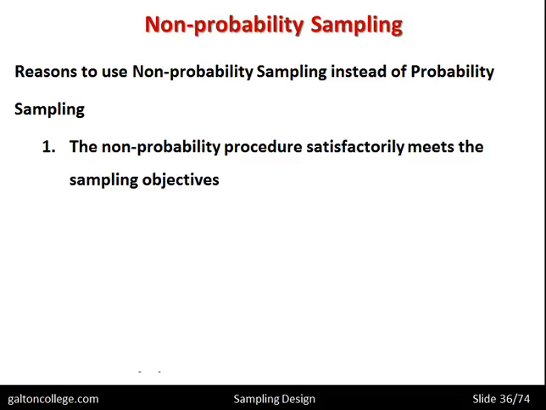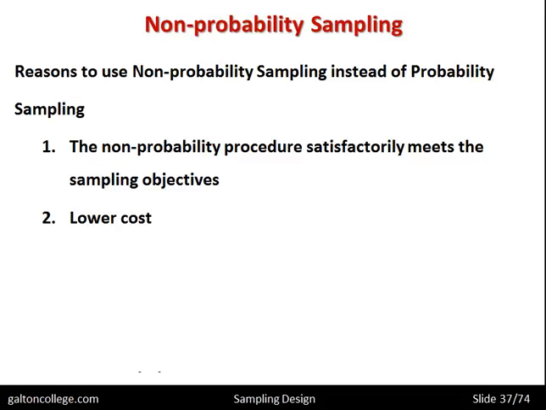the non-probability procedures tend to be prone to bias, to selection problems. And we'll talk about this in a few moments again, but for the moment, non-probability procedures tend to be biased, and therefore the results are more suspect. So we're talking about the sampling objectives, what the objectives are, and whether non-probability procedures are satisfactory.